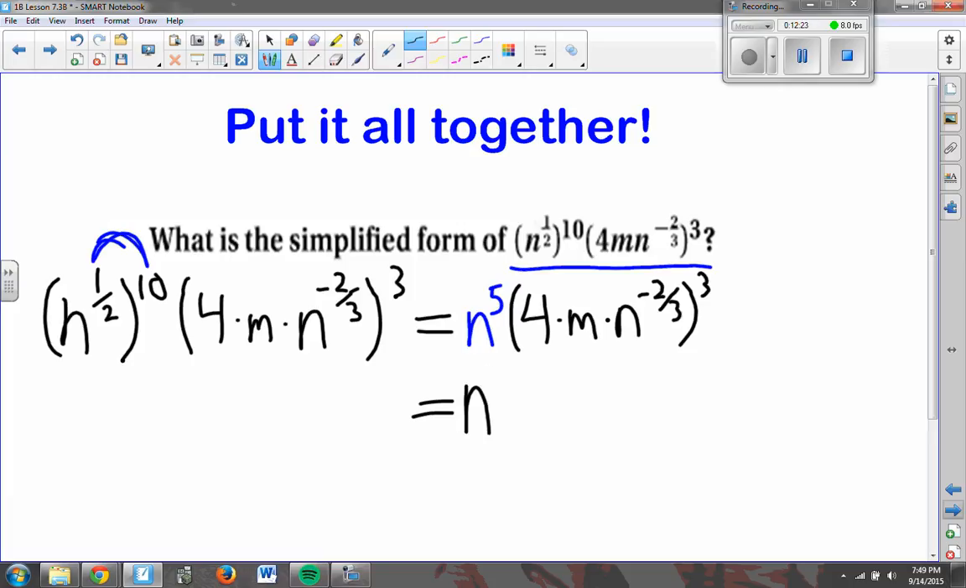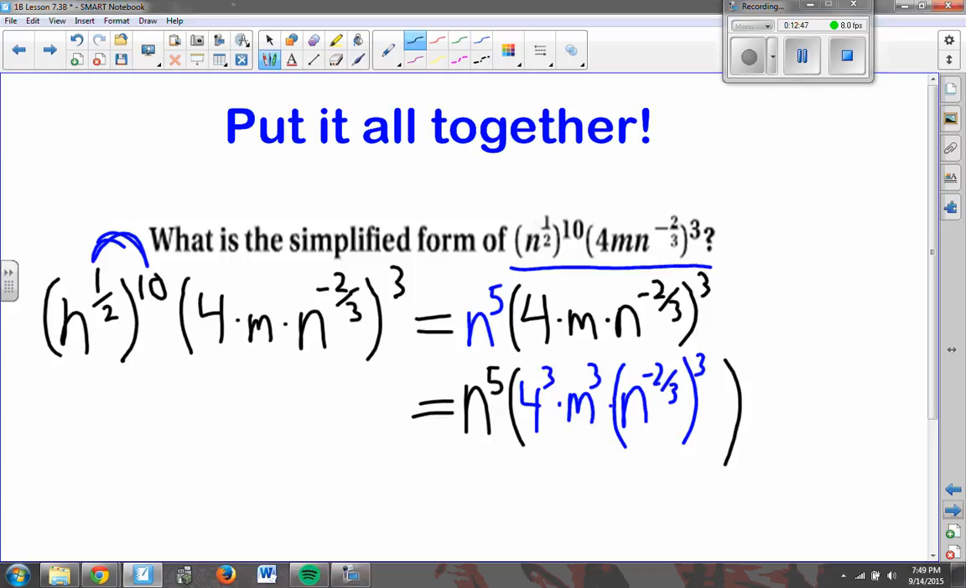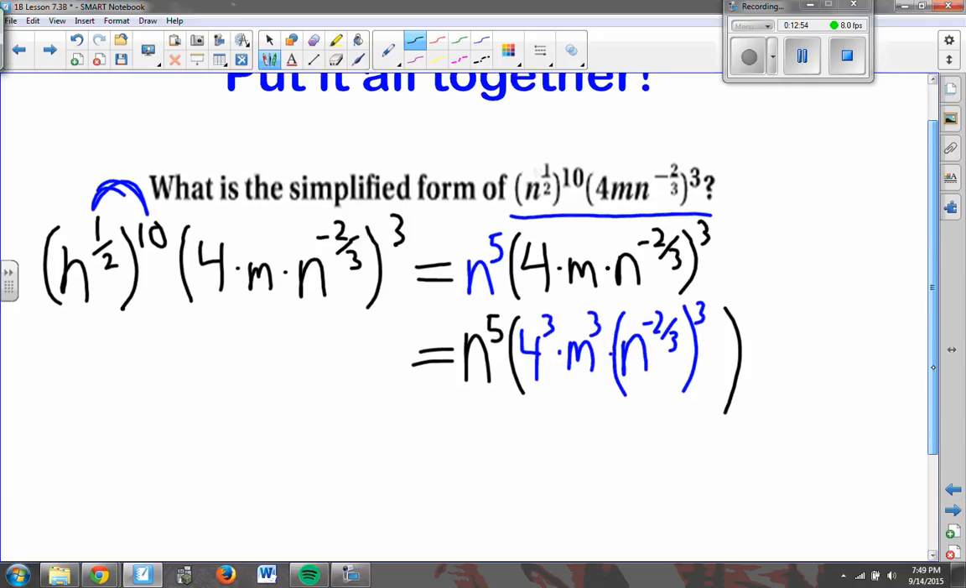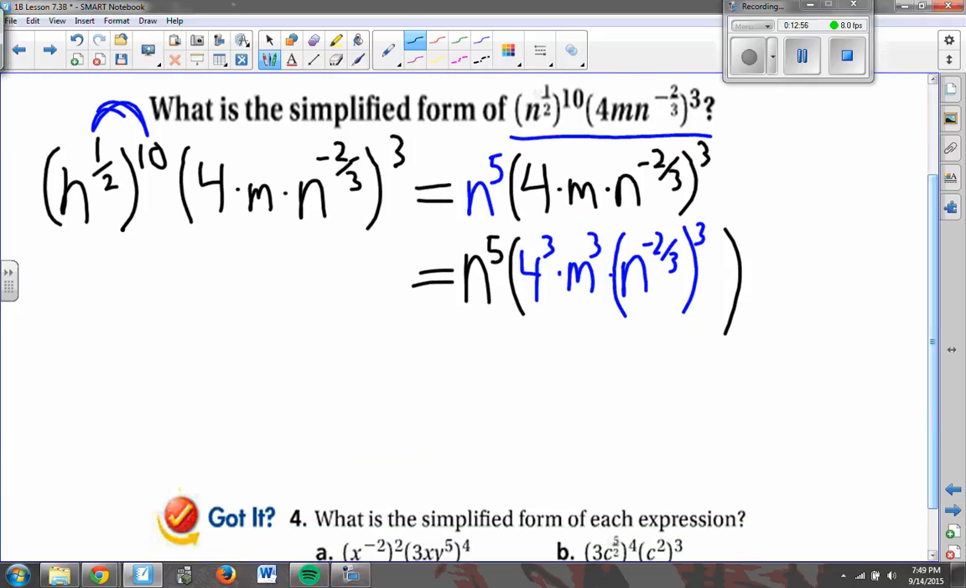I still have my n to the 5th. Now in my parentheses, I'm going to have 4 to the 3rd power times m to the 3rd power times n to the negative 2/3 power, that whole guy to the 3rd power. I promise this is going to look a lot simpler in a minute. But for right now, that's what I have. And I'm going to try to deal with all this stuff in blue to make it very, very simple so I can combine it and be done.